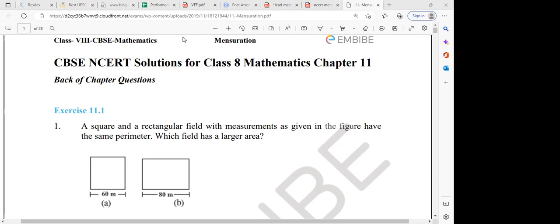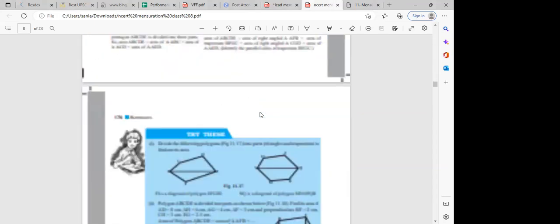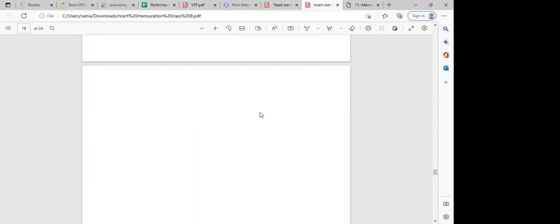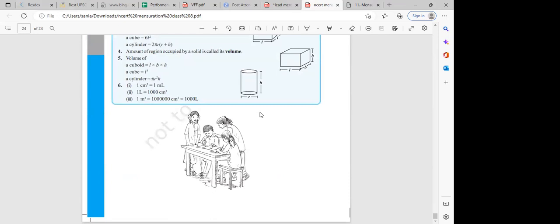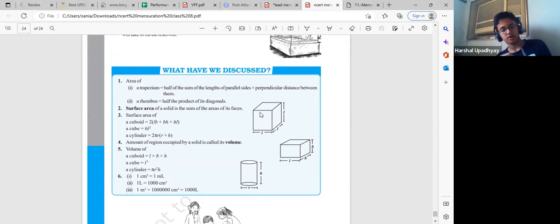Okay, so here is the first question. Square and the rectangle. Okay, just tell me one thing. In your NCERT book, have they given all the formulas at the back of the book, on the last page? Ma'am, I will have to get my NCERT.